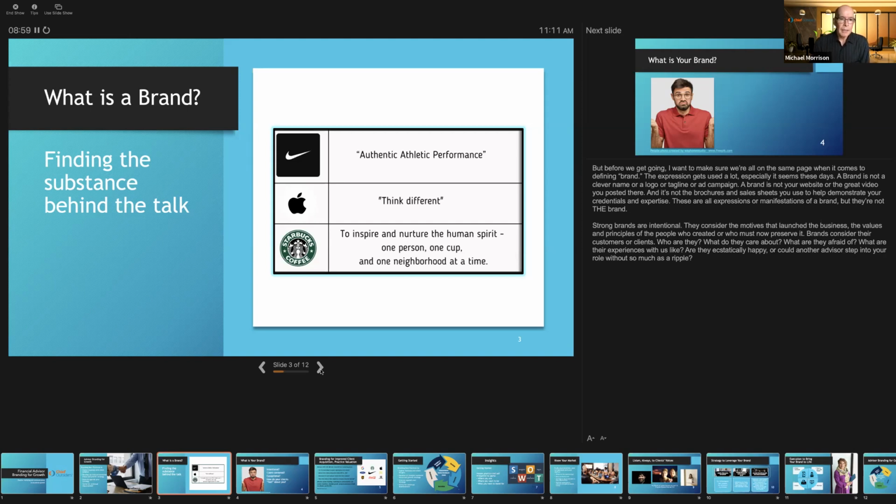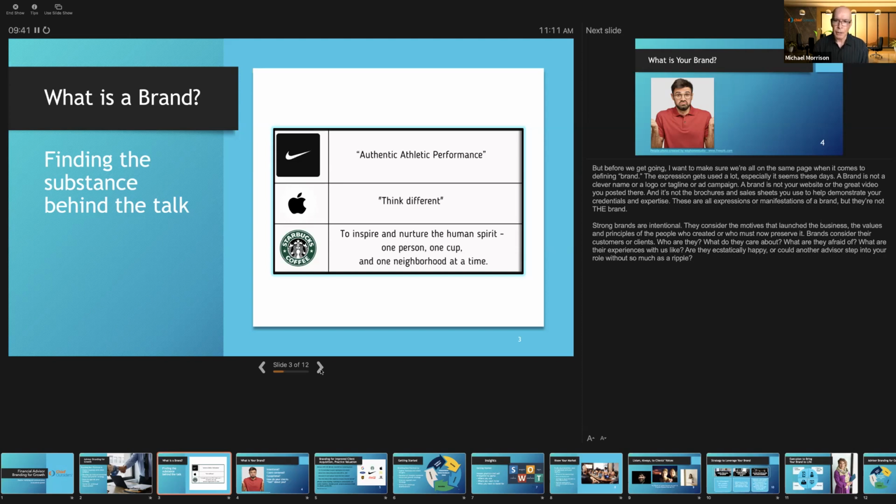I'm sharing with you here 3 very familiar brands that I'm sure you recognize, and what they call their brand mantra. For Nike, it's authentic athletic performance. For Apple, think different. Before Apple, nobody thought about having 1,000 songs in their pocket. Nobody thought about taking the best photographs of their lives with their phones. That's the product of an ethos that is dedicated to thinking differently. Starbucks, to inspire and nurture the human spirit, one person, one cup, and one neighborhood at a time.